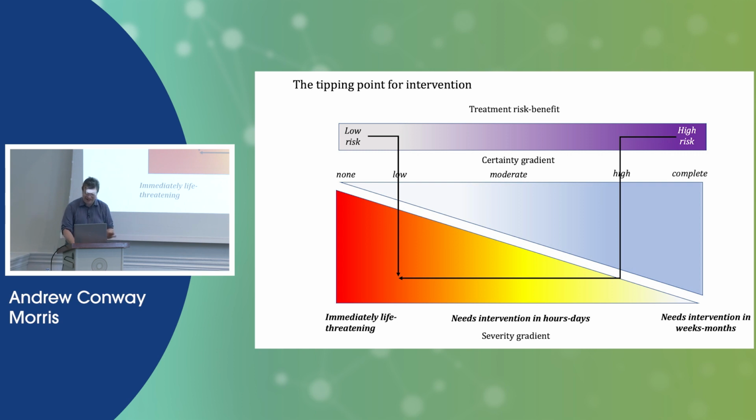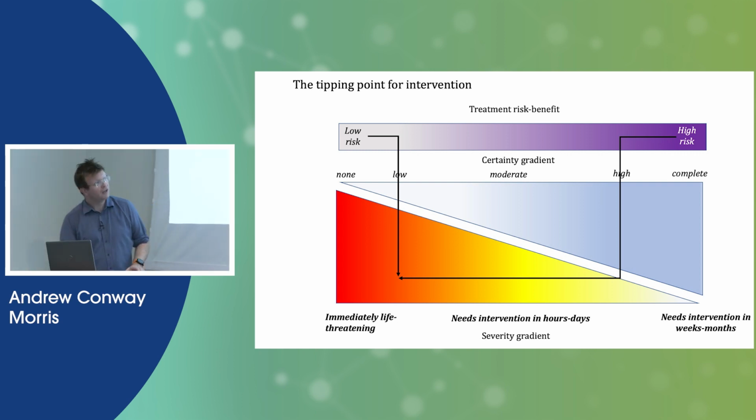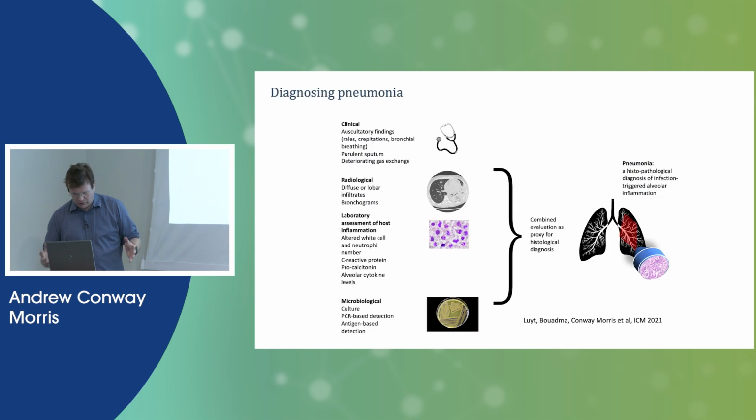So let's get on to what I've actually been asked to talk about, which is pneumonia. As Dan has already mentioned, pneumonia is alveolar inflammation, and if we talk about infectious pneumonia, alveolar inflammation triggered by an infectious organism. Okay, that's its fundamental nature. And that is fundamentally a histopathological diagnosis to make. That's how you achieve your true gold standard.